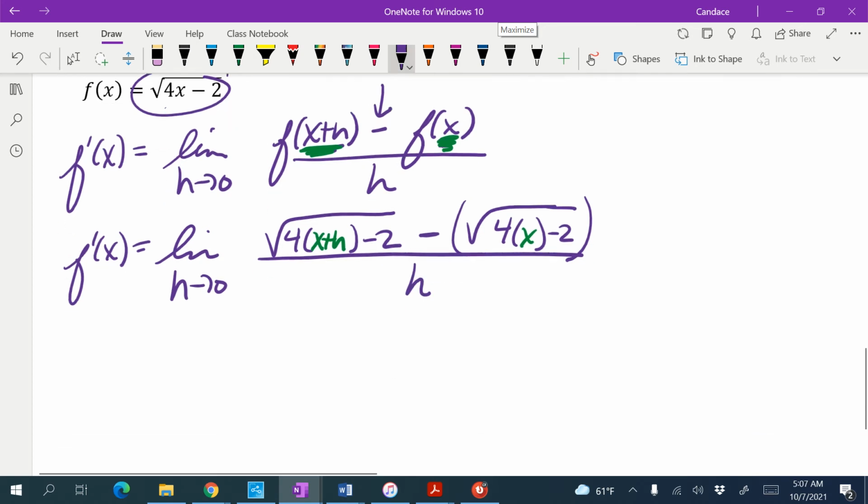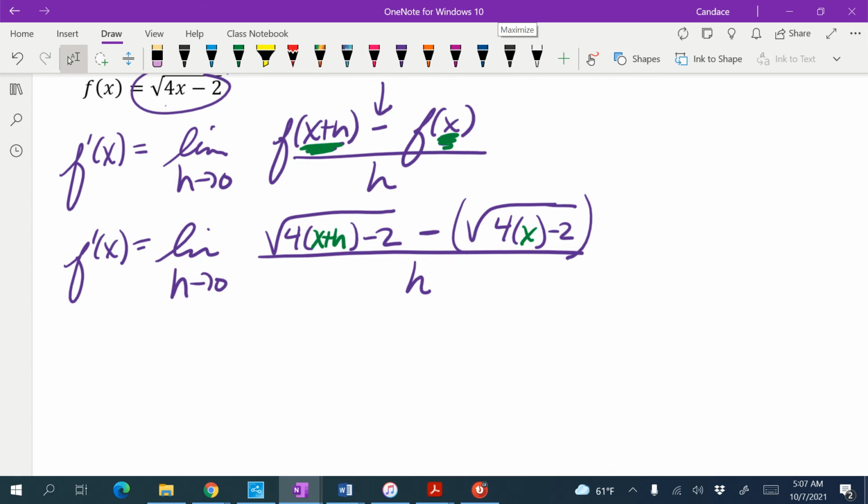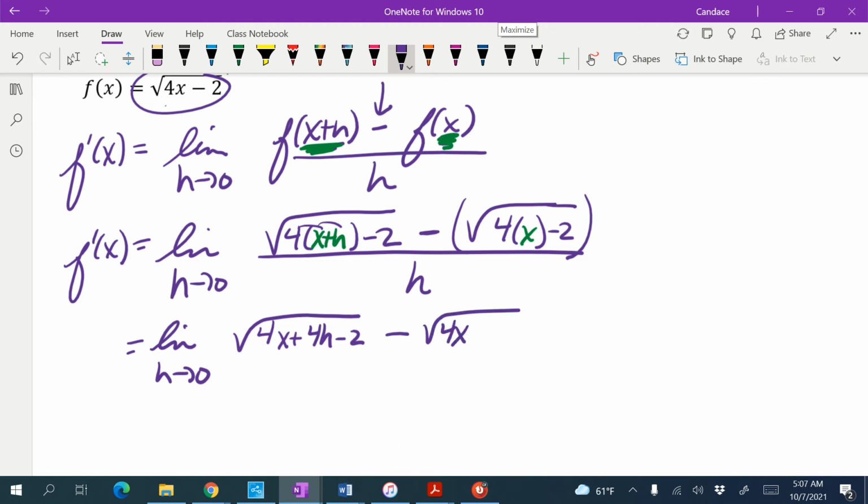I'm going to go ahead and try to simplify this just a touch. So we've got the limit as h approaches 0 of the square root of, I'm going to distribute that in, 4x plus 4h minus 2. And then this would be minus the square root of 4x minus 2 all over h. There isn't a ton I can do with this the way it's in. I need to not have an h in the denominator because I can't just plug in a 0.